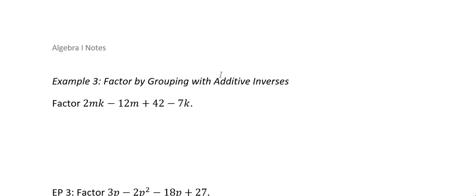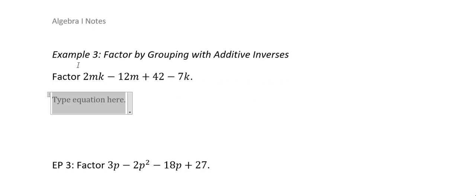Okay, moving on. Special case. What if we have these additive inverses? We're going to start with the same kind of thing. The process here always starts the same. We're going to start by finding our GCFs. I'm going to pair 2mk and 12m, and I'm going to pair 42 and negative 7k.